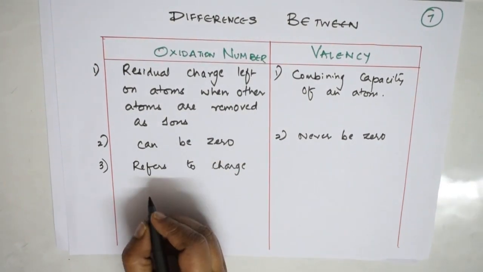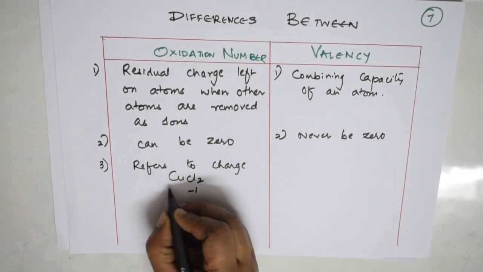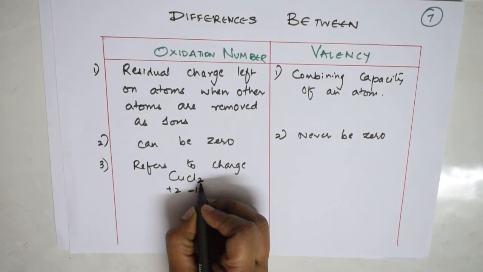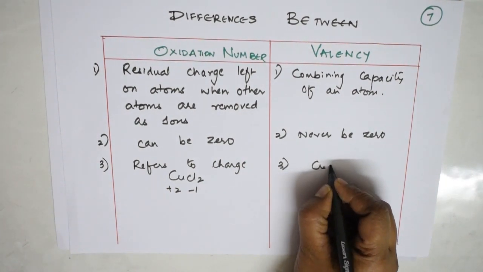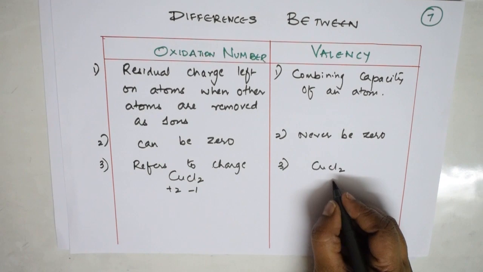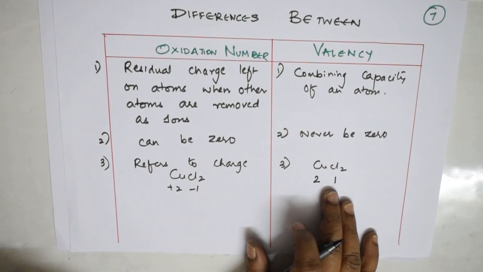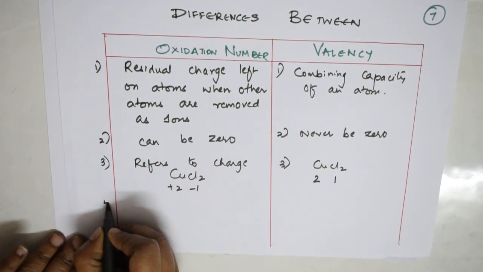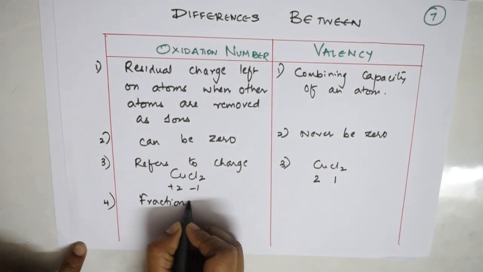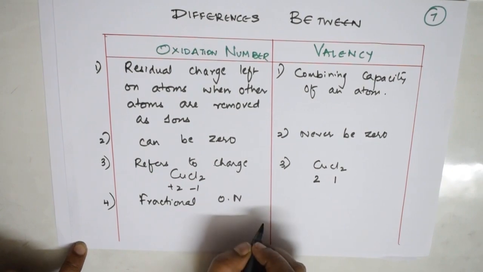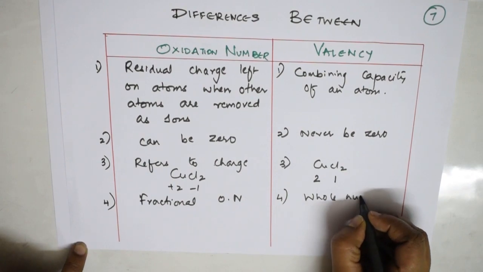Suppose I take an example of copper chloride, CuCl2. Here chlorine is -1, correct? Here copper is +2, means -1 -1 is -2. But when I refer to the same thing in case of valency for copper chloride, what will I write? Chlorine valency is 1, copper valency is 2. I don't represent it in the form of a charge. I write like this. Right. The next one, the fourth difference: oxidation numbers can be fractional also. Always remember, valency is always a whole number, never fractional.